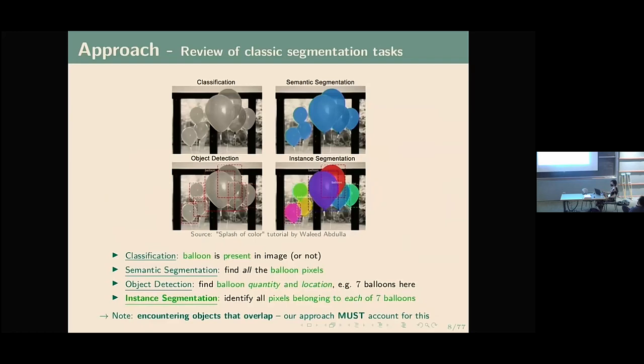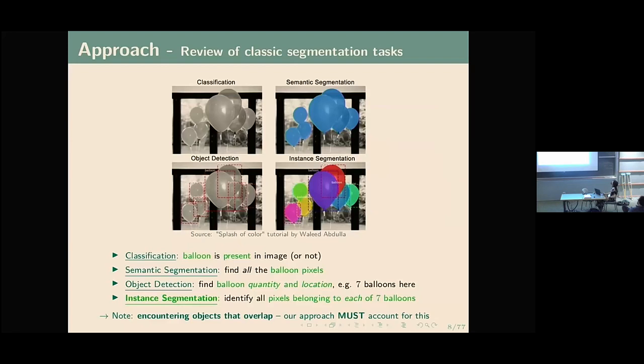Semantic segmentation seeks to find all of the pixels that belong to an object of interest, in this case, balloons. And object detection seeks to find the quantity and location of all the objects, in this case, to detect all 7 balloons. And finally, we have instance segmentation, where the goal is to identify all of the pixels that belong to each object. So this is our ultimate goal. We want to identify the pixels of each dead tree crown, we call them that because we're seeing them from above and they look like a crown, in a given image, thereby also acquiring their respective contours.